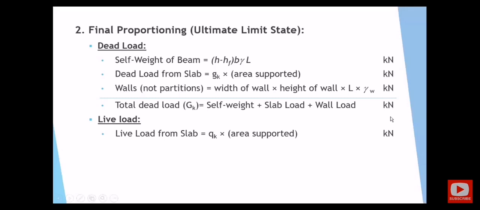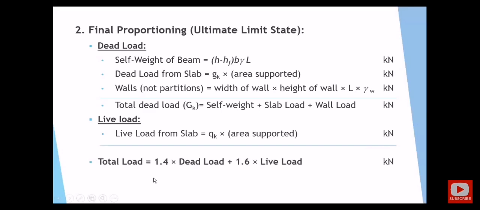Once you have the total dead load and the total live load, you will be able to get the total load. The ultimate load in this case will be 1.4 times dead load plus 1.6 times live load, in kilonewton. This is still kilonewton, okay? So this is the resultant of the load.